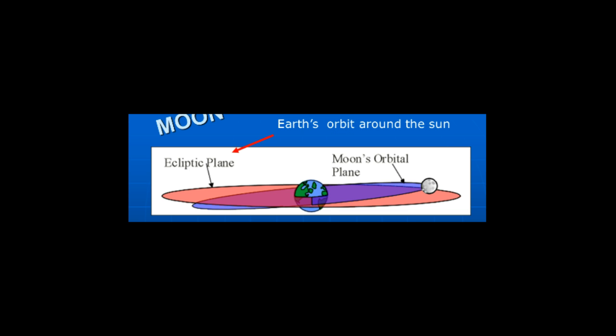And here is another diagram of the difference between the moon's orbital plane and the ecliptic plane. You might want to get that in your notes. The path that the Earth travels around the sun is called the ecliptic plane. And you can see how the ecliptic plane is flat and that the moon's orbital plane is tilted about 5 degrees. I know we already talked about that, but it's worth reviewing before we start talking about eclipses.